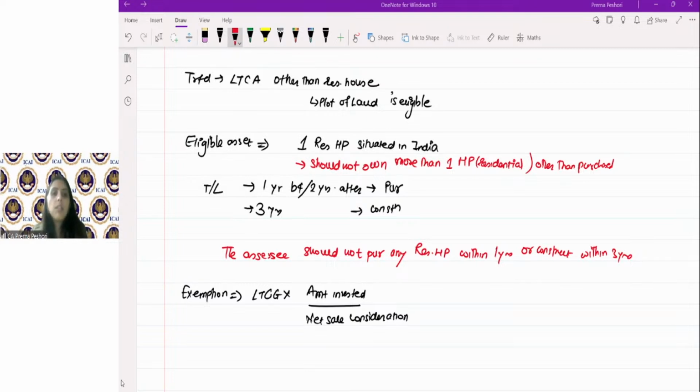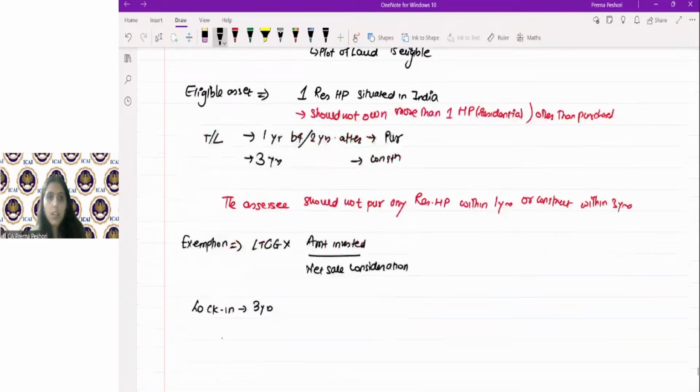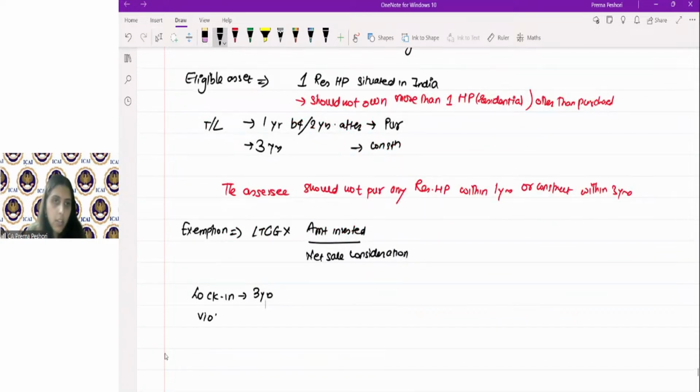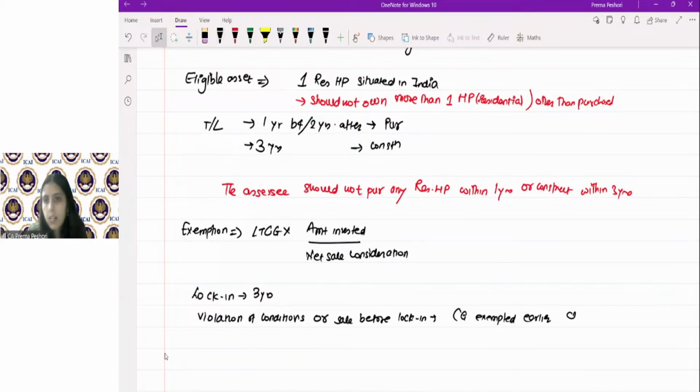So here you can write it down. Lock-in 3 years. So violation of conditions or sale before lock-in: capital gain exempted earlier is deemed to be long-term capital gain chargeable to tax.